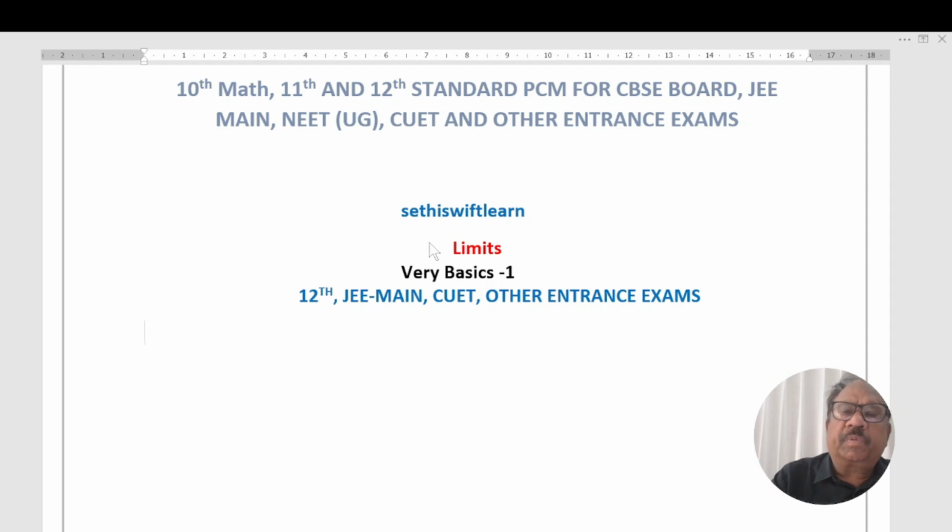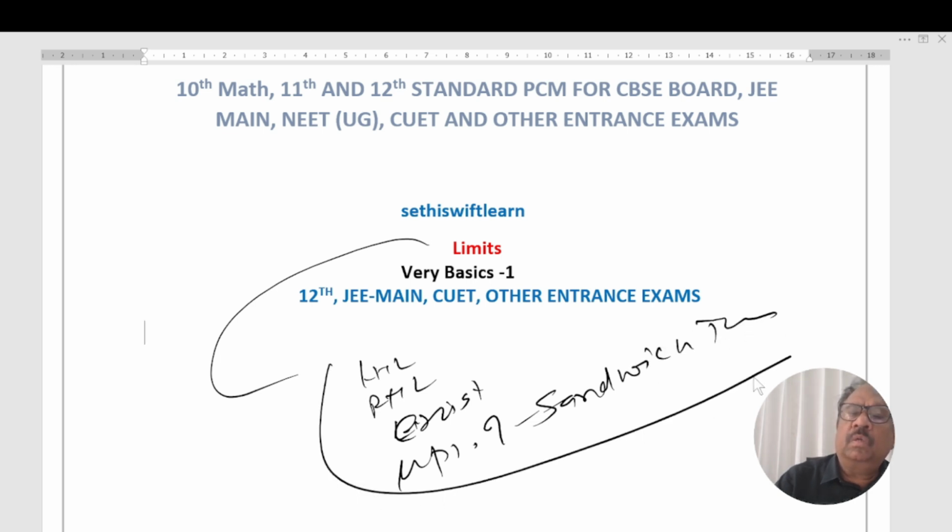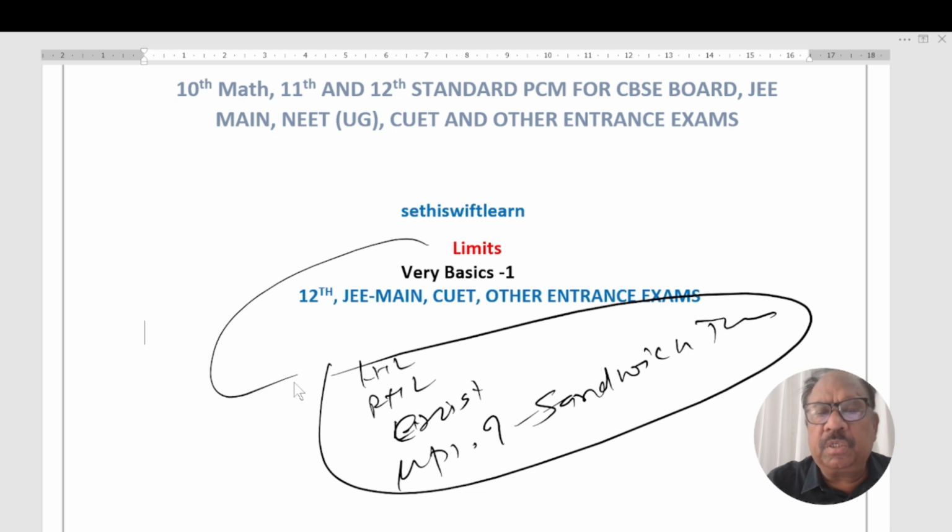Very basic concepts on left turn limit, right turn limit, when limit exists, and application of Sandwich Theorem will be cleared through illustrations. It is requested to go through the session completely. Now let's start with the question and concept.